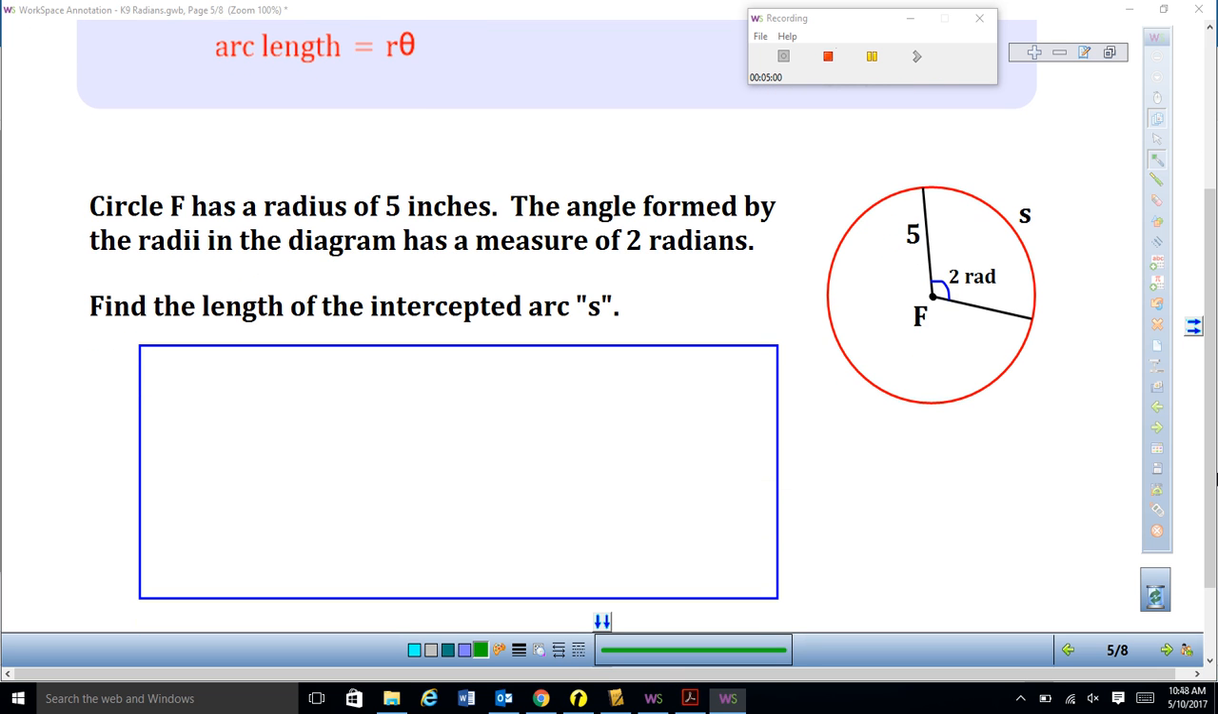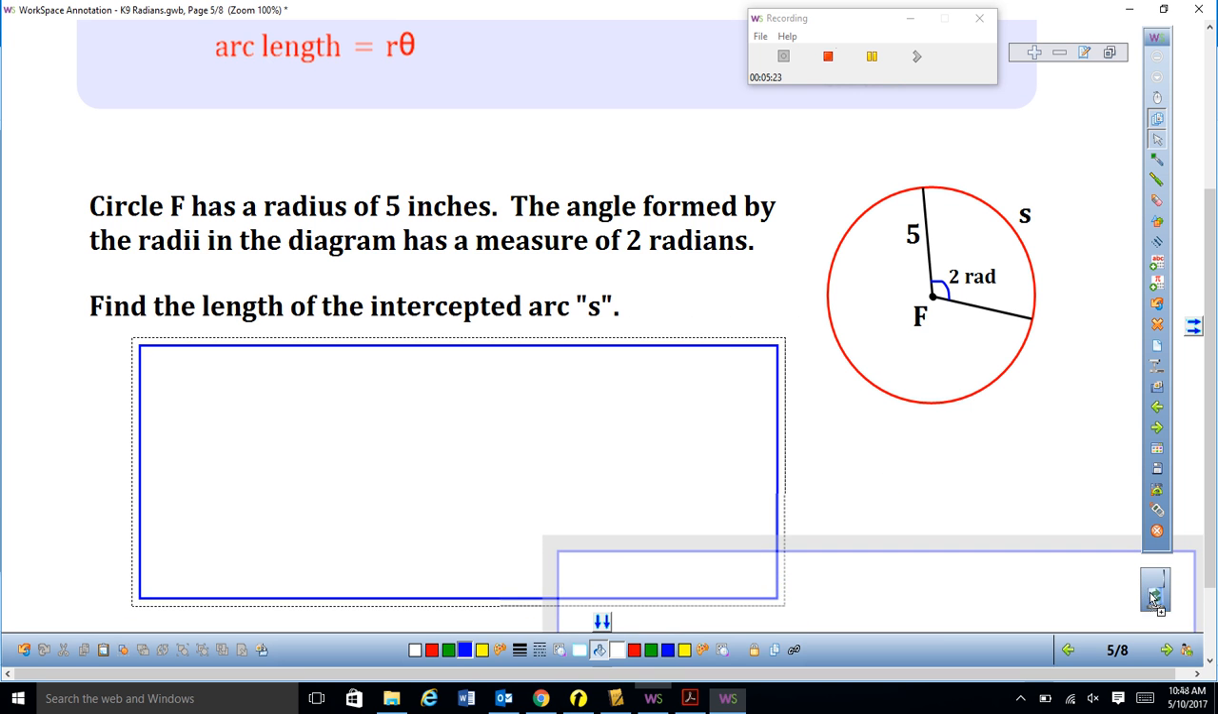So here we have an example where circle F has a radius of 5 inches, and the angle formed by the radii in the diagram has a measure of 2 radians. Well, I just need to take my radius, 5, times theta, which in this case is 2 radians, and I can find the length of the intercepted arc S. So 5 times 2 gives me 10. So the arc S is 10 inches long.